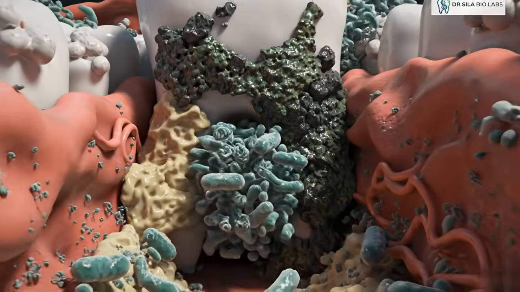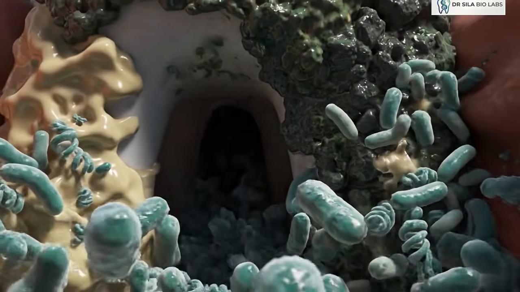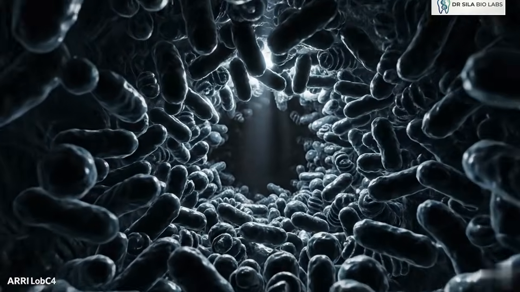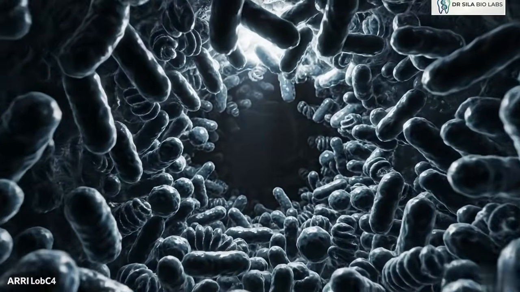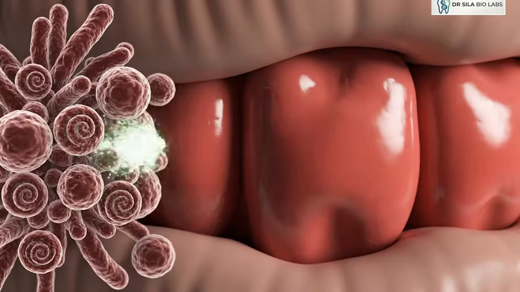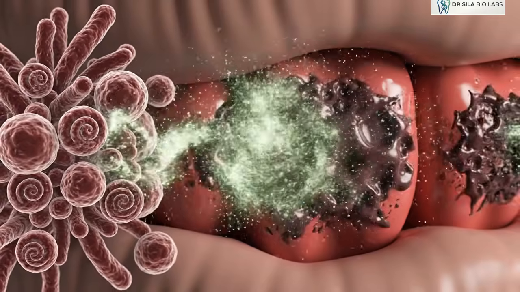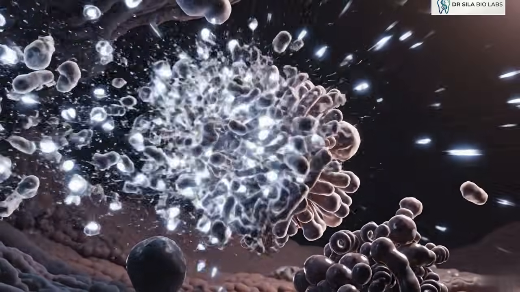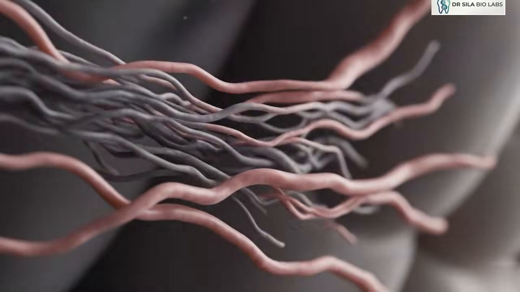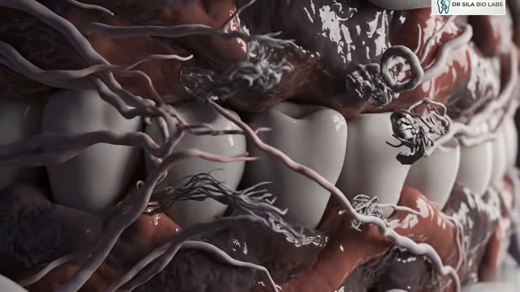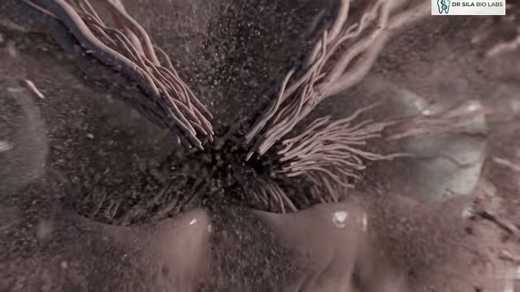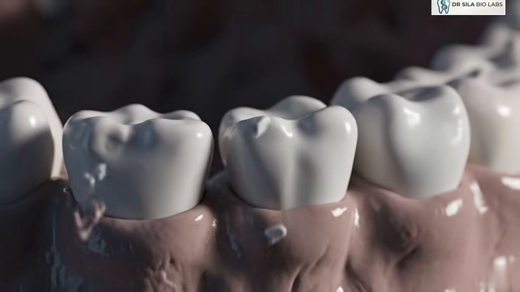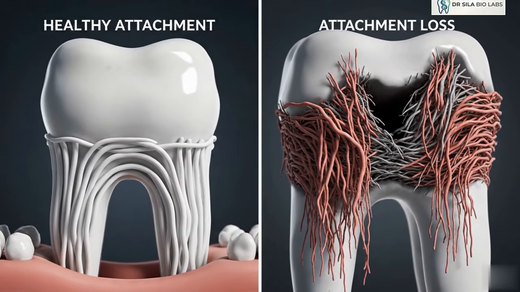The deeper the pocket becomes, the harder it is to keep clean. These pockets create an ideal environment for harmful bacteria. The bacteria continue releasing toxins that damage nearby structures. The body's immune response contributes to tissue destruction during the battle against infection. The fibers that normally anchor the tooth begin to deteriorate. This process is known as attachment loss.